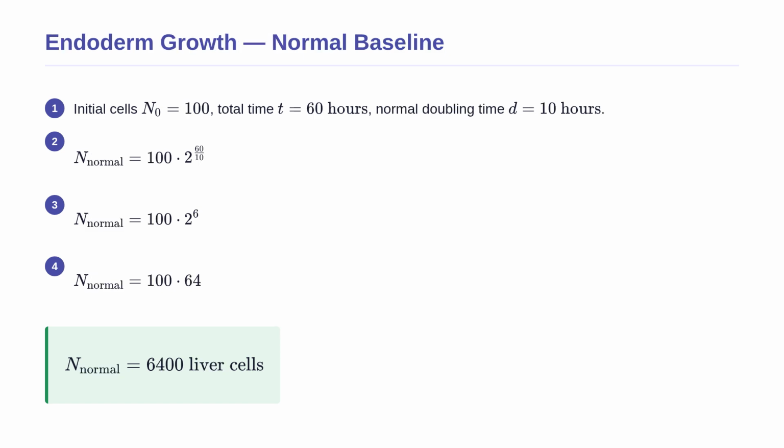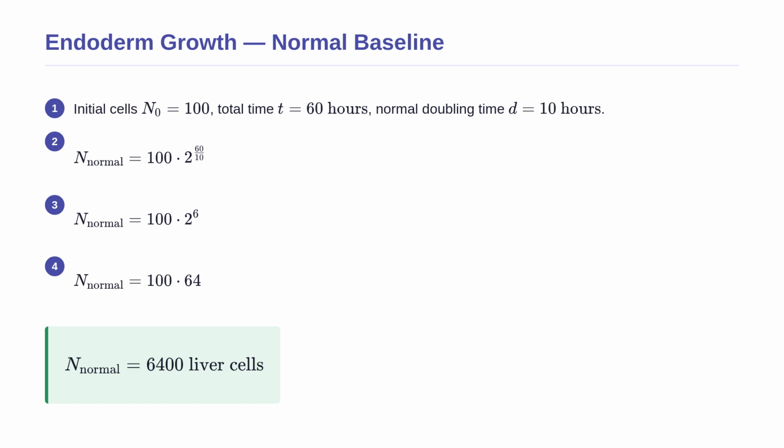Now that we have successfully calculated normal growth, let us look at a clinical scenario where development goes wrong, starting with a healthy baseline. We are given an initial cluster of 100 endoderm cells, forming a liver. The critical developmental window is 60 hours. The normal, healthy doubling time is 10 hours. We need to find the final cell count for a normal liver.